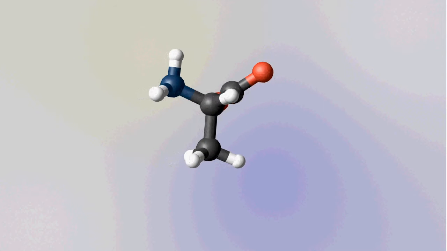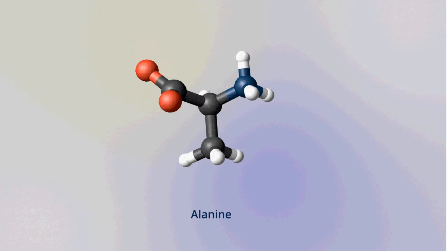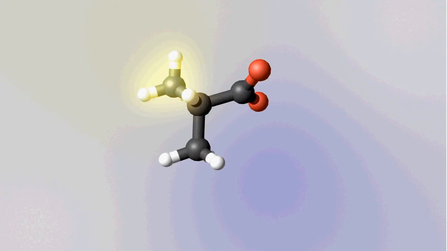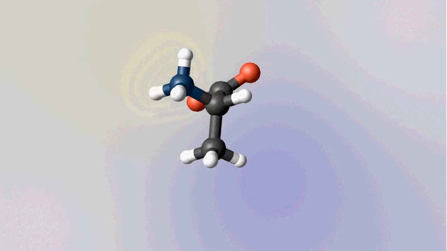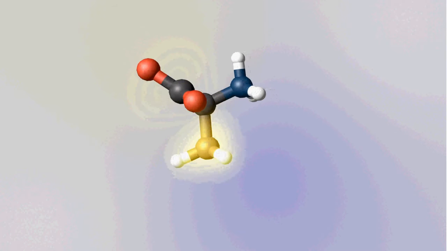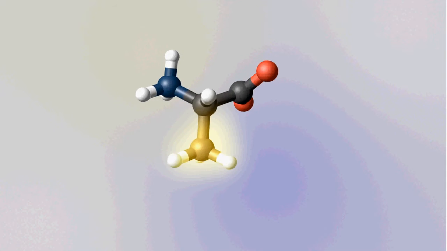Proteins are constructed from amino acids. One of them, alanine, is shown here. An amino acid includes a positively charged amino group, a negatively charged carboxylate group, and a side chain. Each of the 20 amino acids used to build proteins has a different side chain.